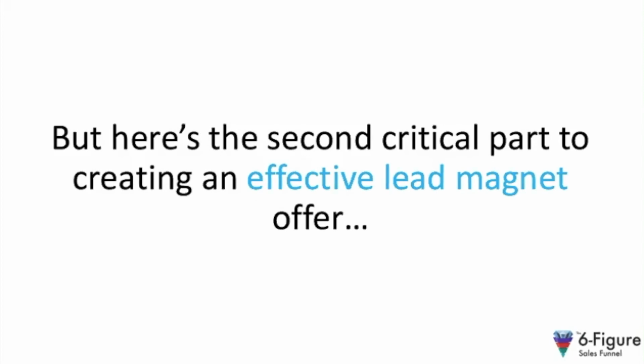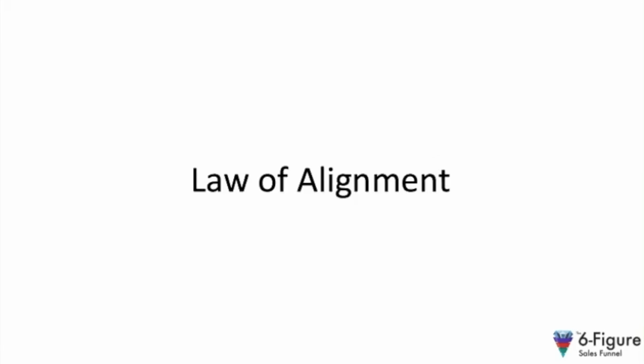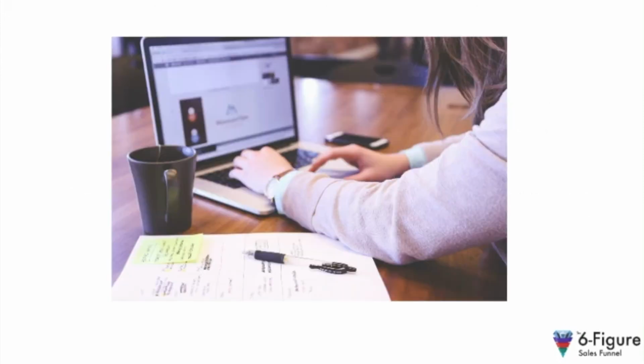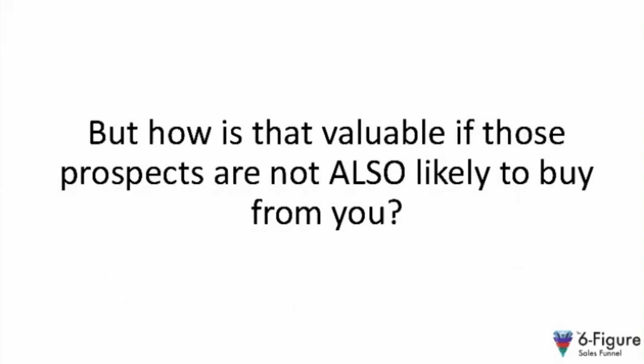But here's the second critical part to creating an effective lead magnet offer. And here again is the law of alignment coming into play. You need to pick a topic for your lead magnet that is highly aligned with the product or service you'll soon be selling them. Because sure, you can create a lead magnet in 30 minutes that converts and gets people onto your email list, like a checklist, which will also convert better, but how is that valuable if those prospects are not also likely to buy from you?